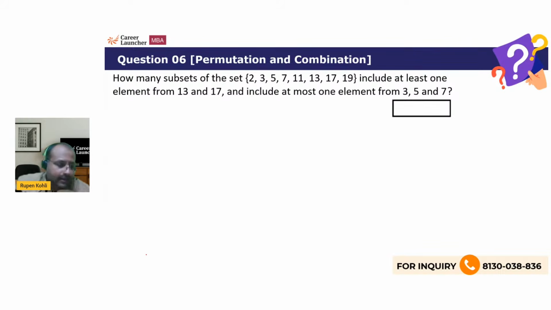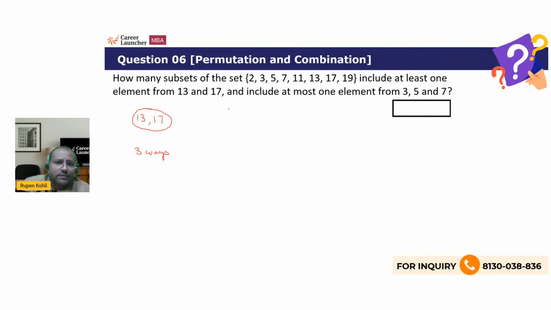Well, what happened, people? I think you should get this one. Okay, so we have a set consisting of 8 numbers, right? We need to take care of these conditions. We need to have at least one from 13 and 17. How many ways can we select at least one from here? Either we can select 13 only, or 17 only, or both of them. So there are 3 ways to select from 13 and 17.